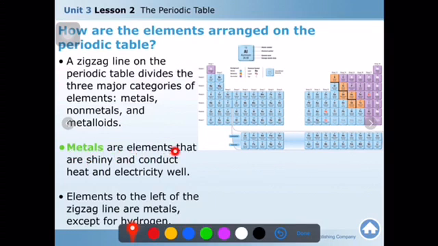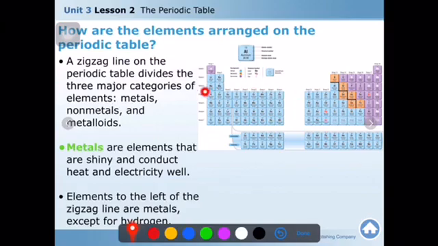Metals are elements that are shiny and conduct heat and electricity well. The metals are seen as blue colored boxes inside this periodic table. All of the blue ones are metals. On the left side of the zigzag line, all are metals except hydrogen. Hydrogen is a gas, but the others are metals. You also see two elements over here; these two are metalloids.